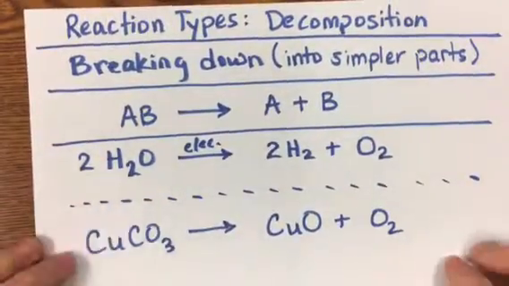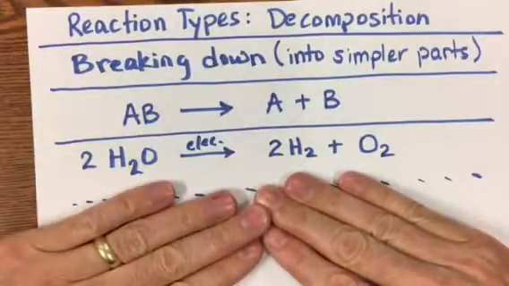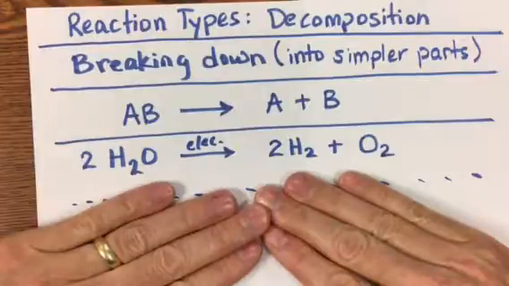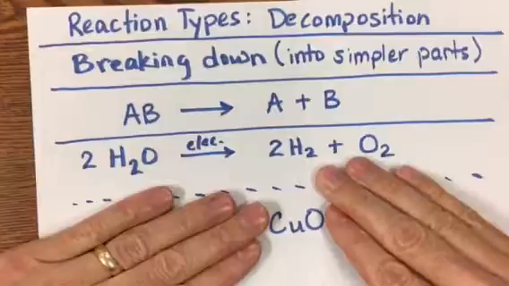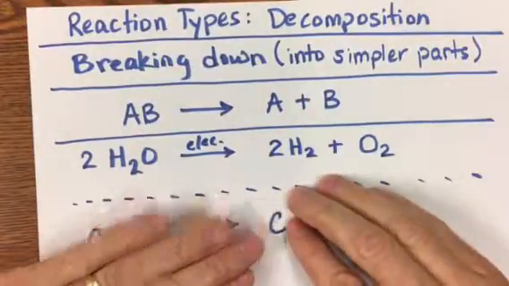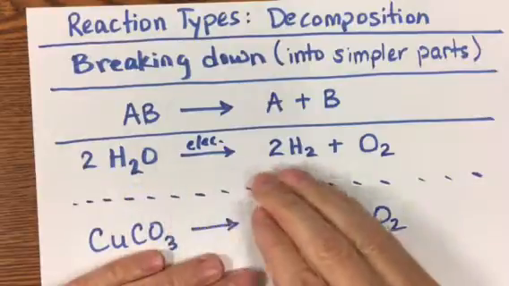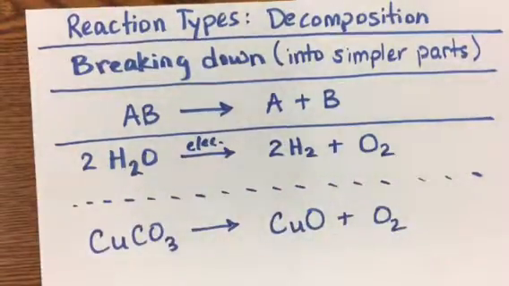And one other thing you'll notice is, especially if you watched my example for synthesis, synthesis and decomposition are the reverse of each other. In my synthesis example, we had hydrogen and oxygen forming water, the arrow going the other direction. In this one, we have water forming hydrogen and oxygen. The synthesis reaction and the decomposition reaction are the reverse of one another.